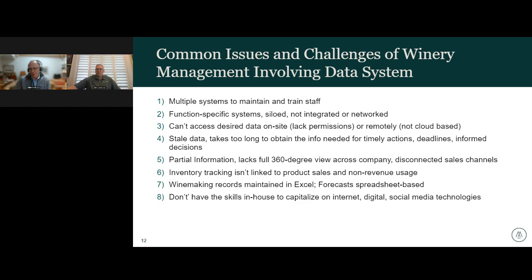And it's very common that we don't see sometimes the skills that are needed in-house to really capitalize on the digital world, the opportunities and capabilities that it does offer wineries that do have those skills now.